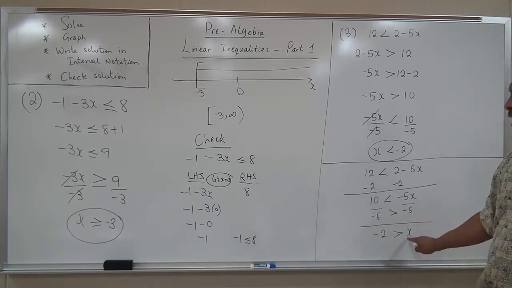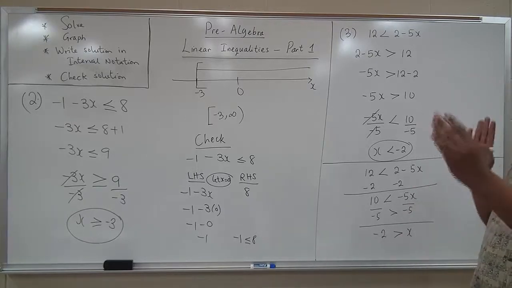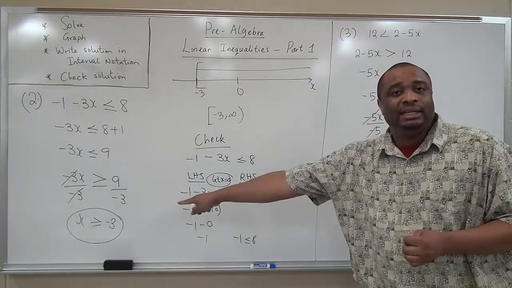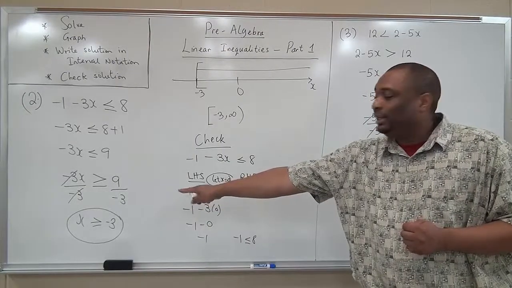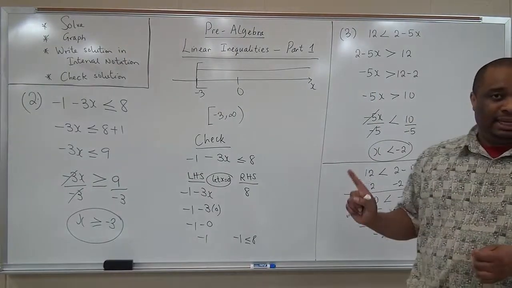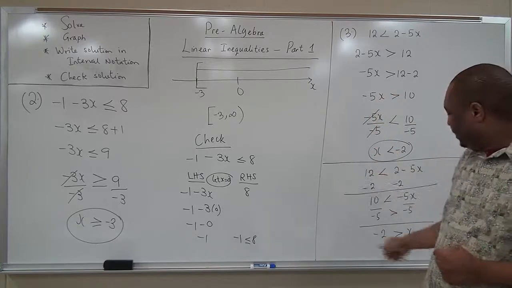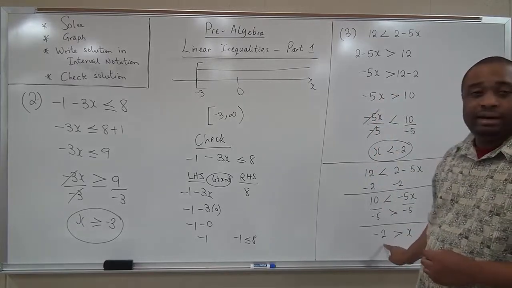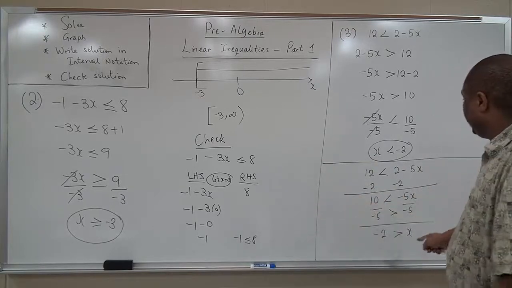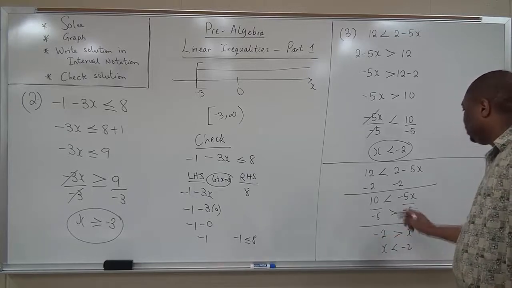And because negative 2 is greater than x, it is always important that before you graph it, like I said earlier on, you make sure that the variable is on the left-hand side, so that you can graph it. This is where students make mistakes. When they graph this, they tend to move it right. But here, the variable is not on the left-hand side. So if you make this mistake, that's the problem. Okay? So if negative 2 is greater than x, that means that x will be less than negative 2.